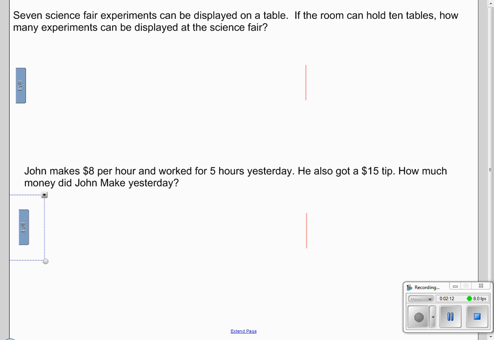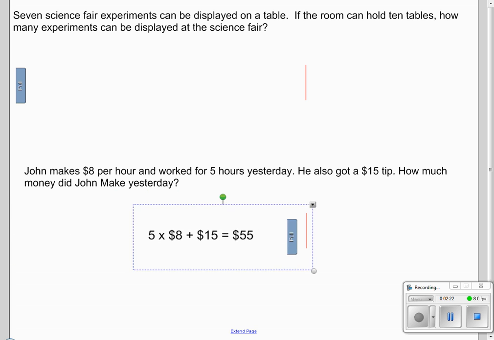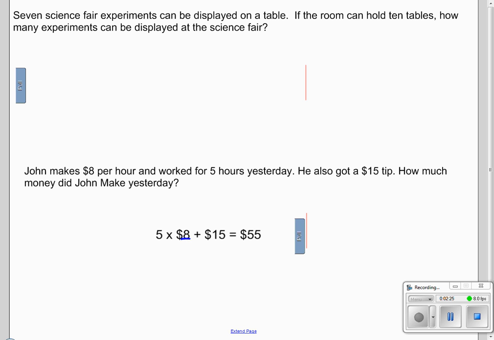I'm going to go into a more complicated one here. John makes $8 per hour and worked 5 hours yesterday. He also got a $15 tip. How much money did John make yesterday? Well, we know he makes $8 an hour, right? So he had 5 hours of $8 an hour each, so that's 5 times 8. And then we add 15 because he also got a $15 tip.